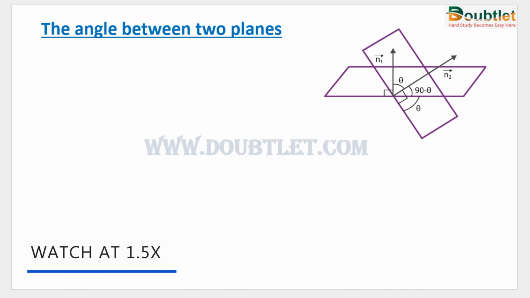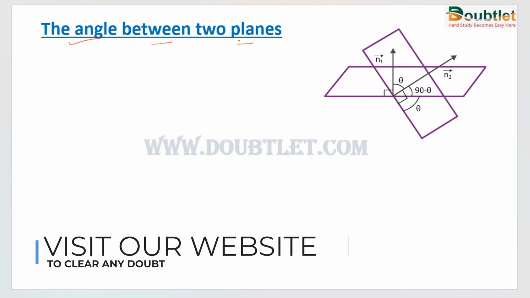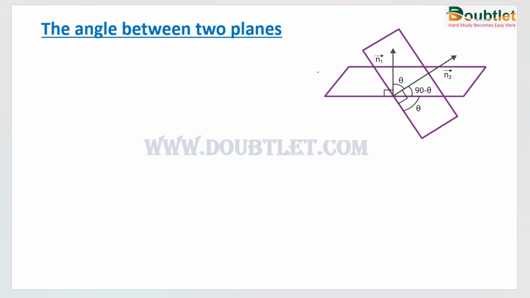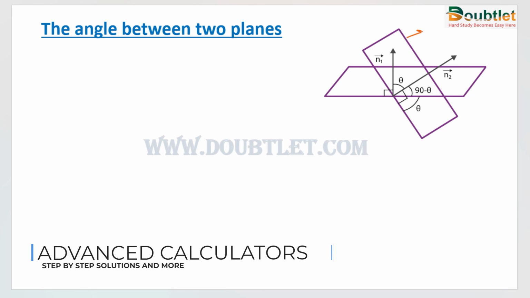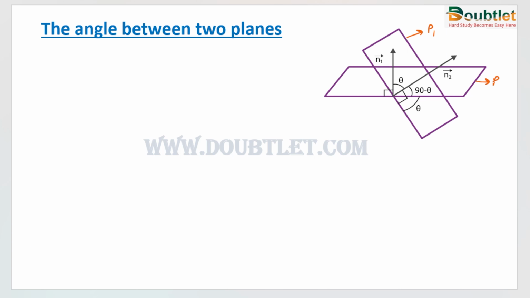So in this tutorial video, we are going to discuss how to find the angle between two planes. If we are given two planes, let's suppose this is plane P1 and this is plane P2, and these two planes are inclined at an angle, and we have to find that angle.